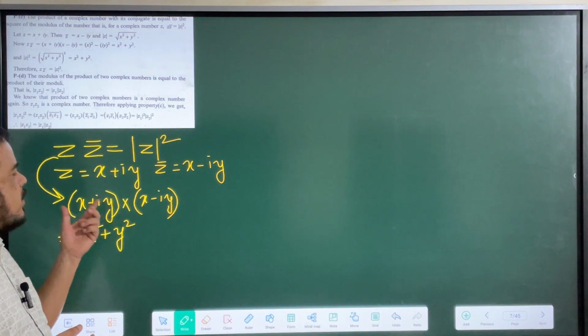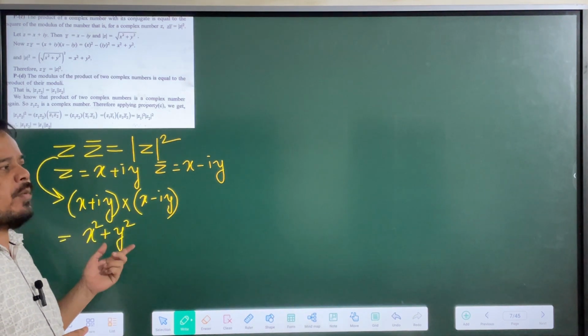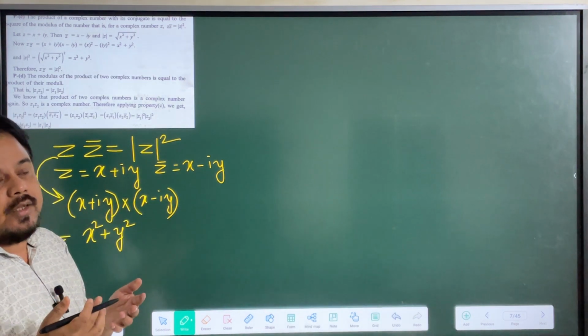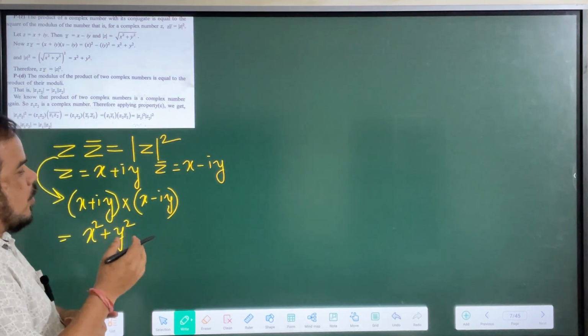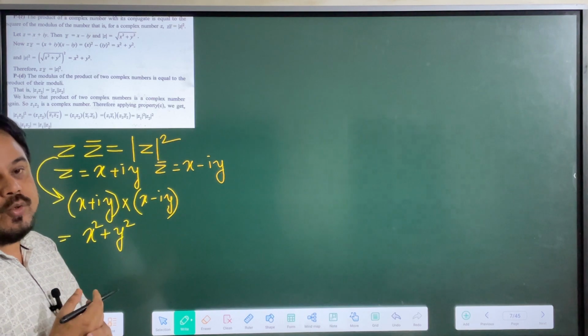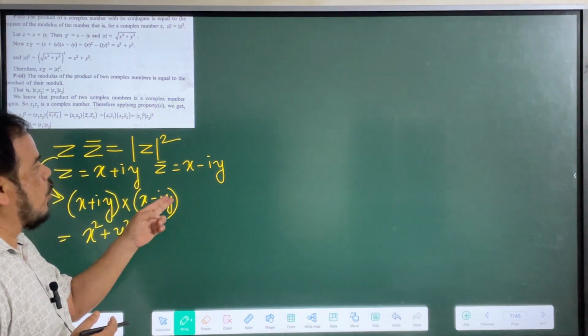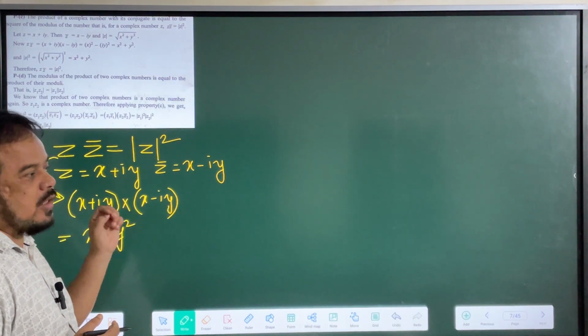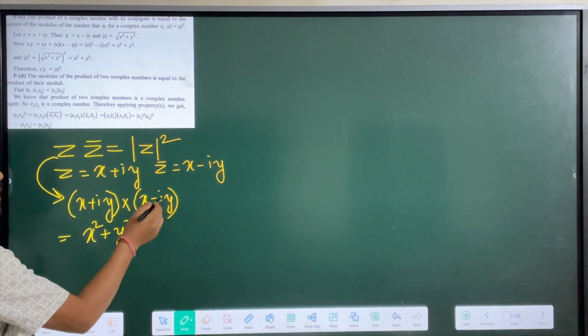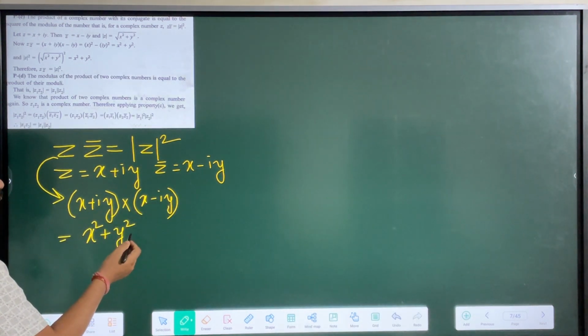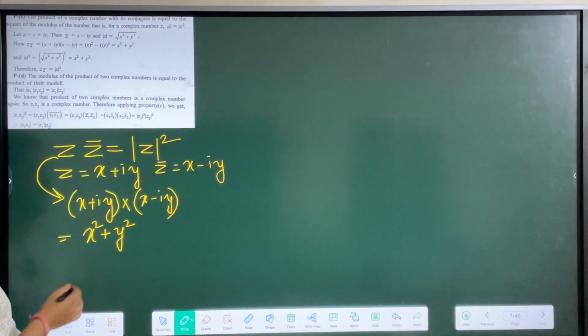So these things: (a plus ib) into (a minus ib) is a square plus b square. If you are new today, then you will not understand. So kindly go to the previous videos, and only after that come to this video. Otherwise you will not understand anything. Anyway, (a plus ib) into (a minus ib) is a square plus b square. That was taught earlier in the previous video.